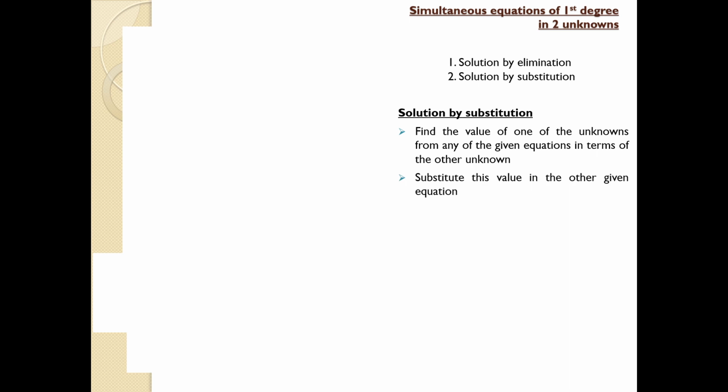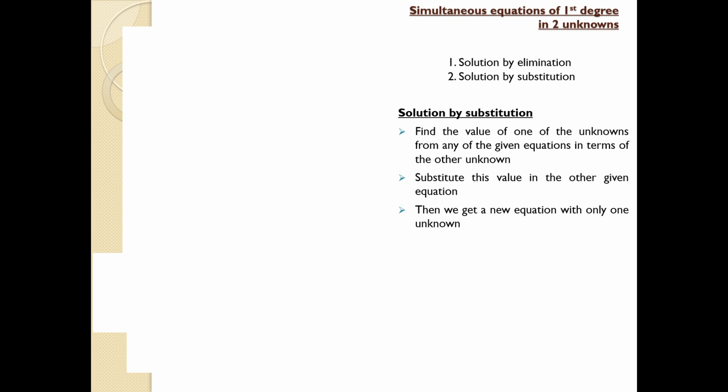Solution by substitution. The main steps in the solution by substitution are: find the value of one of the unknowns from any one of the equations in terms of the other unknown. I have mentioned that you will be given two equations containing two unknown values, and you need to select any one unknown and modify that equation in such a way that you can substitute it in the other equation given in the question. Substitute this value in the other given equation. Then we get a new equation with only one unknown.